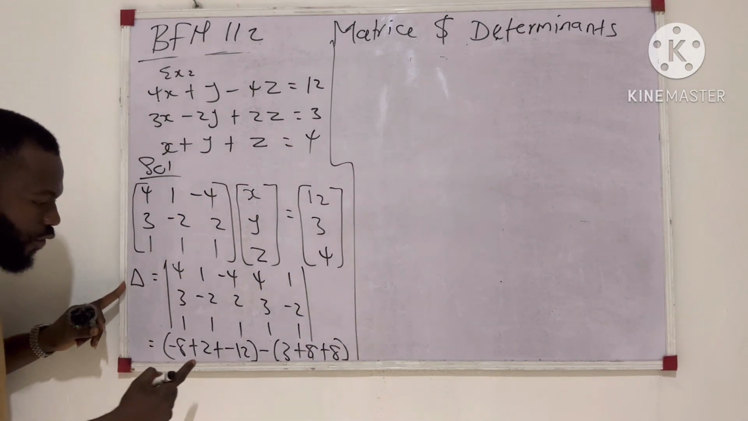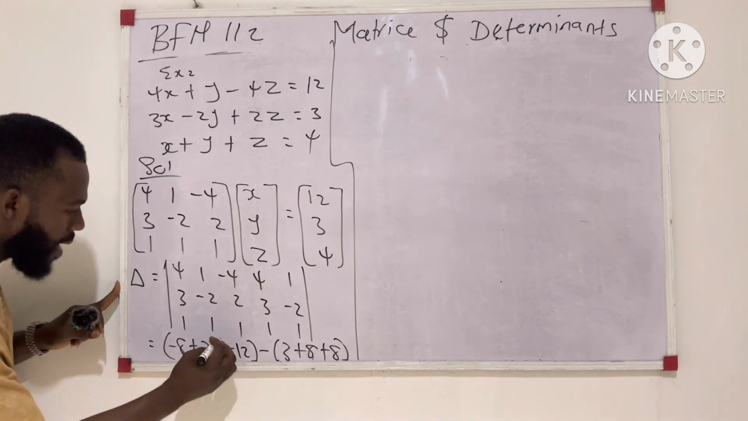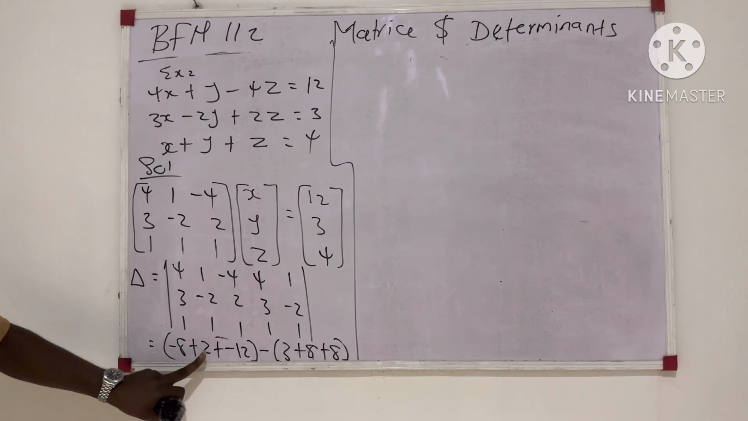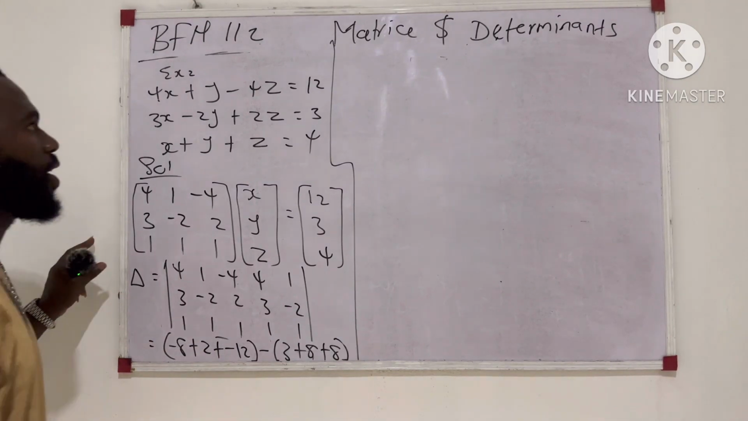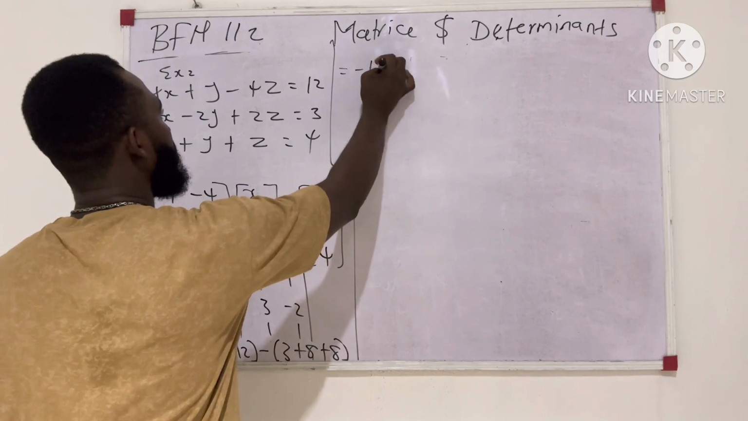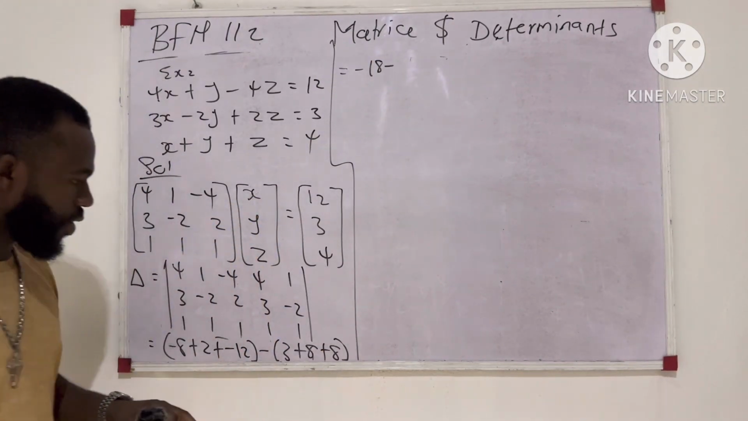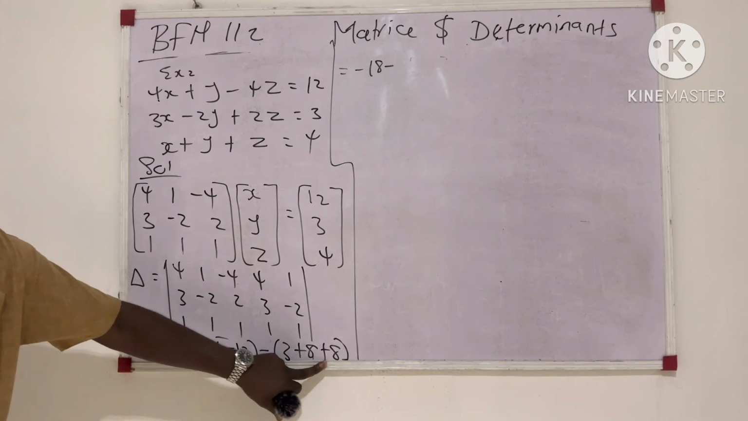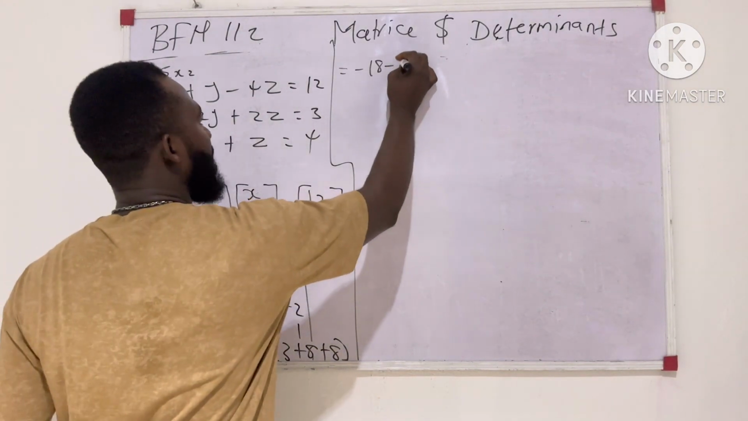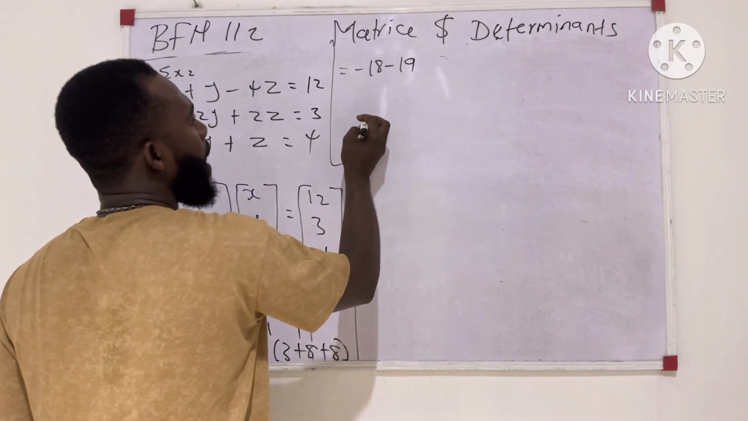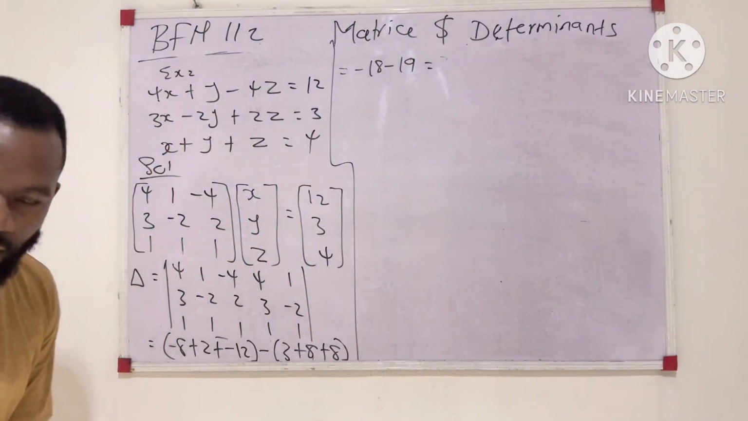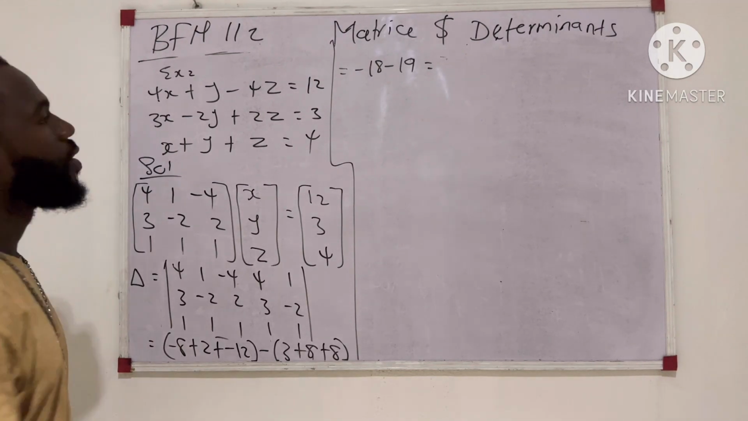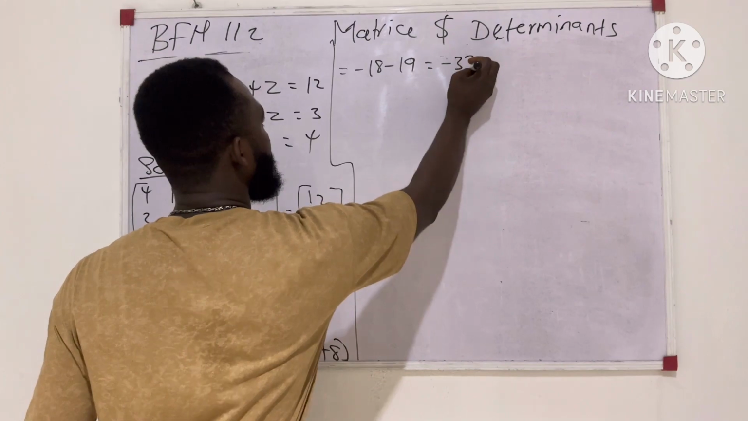Now we have two sides here, plus and minus. So plus times minus gives us minus. So we have minus 2 plus 8, which is minus 6. And minus 6 minus 12, which is minus 18. So I have minus 18 minus. Now 3 plus 8 gives us 11. And 11 plus 8 gives us what? 19. So class, what do we do? Minus 18 minus 19 will give us what? Minus 37. So here it becomes minus 37.